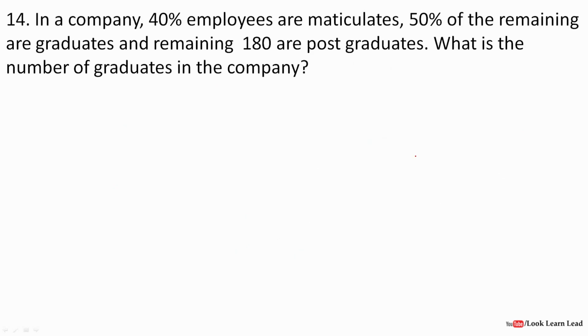Next. In a company, 40% of the employees are matriculates. Whenever a percentage is there, you can take 100%. Out of this, 40% are matriculates. They are saying 50% of the remaining. If 40% are matriculates, the remaining is 60%. So 50% of 60% would be 30. So 50% of the remaining are graduates, so these 30 are graduates. The remaining another 30% are postgraduates.